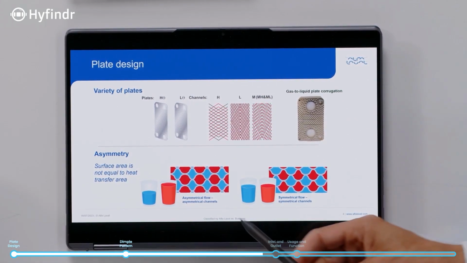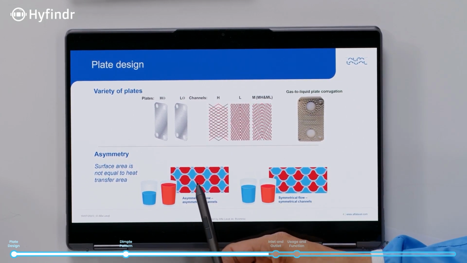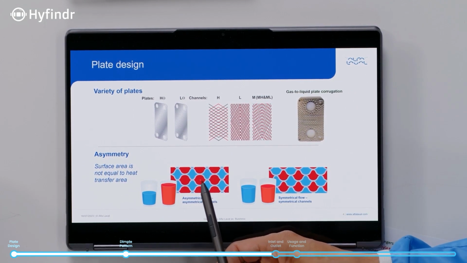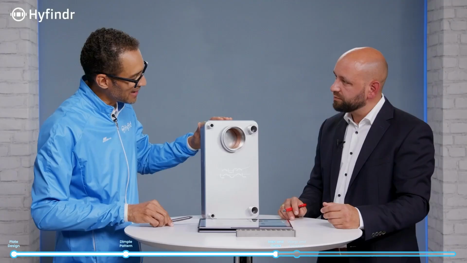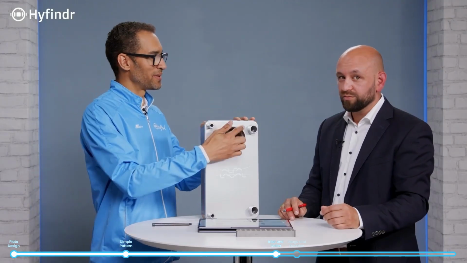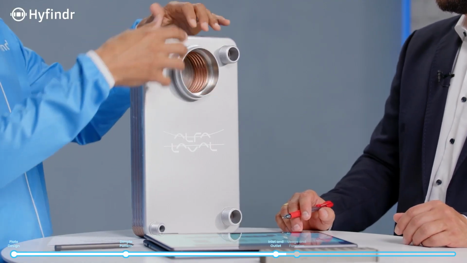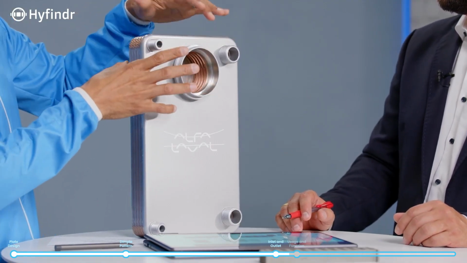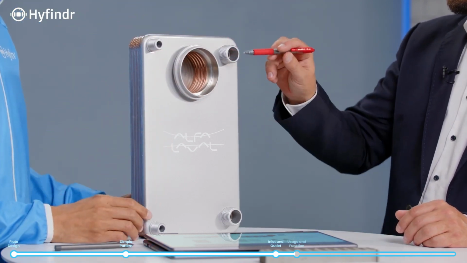Okay, so we see here that the channels are both the same. Here you have the larger channels for the red medium and the smaller ones for the blue. When we look at this one again, I see a big opening and a small opening. So am I guessing correctly that this would have larger channels on this side? Correct. That's the gas side. Okay, and this is the liquid side.